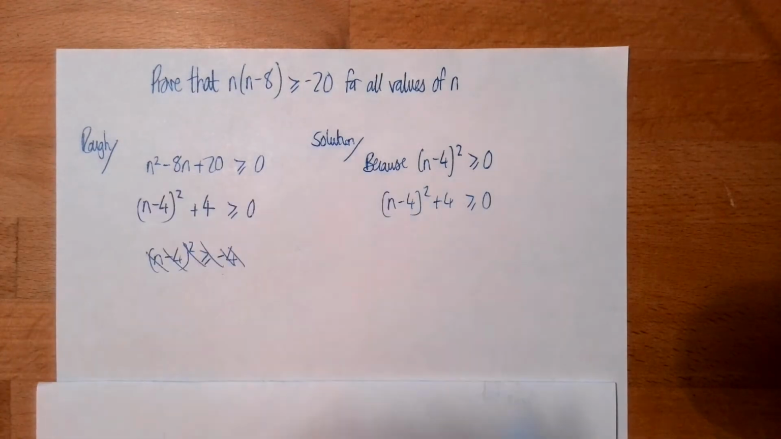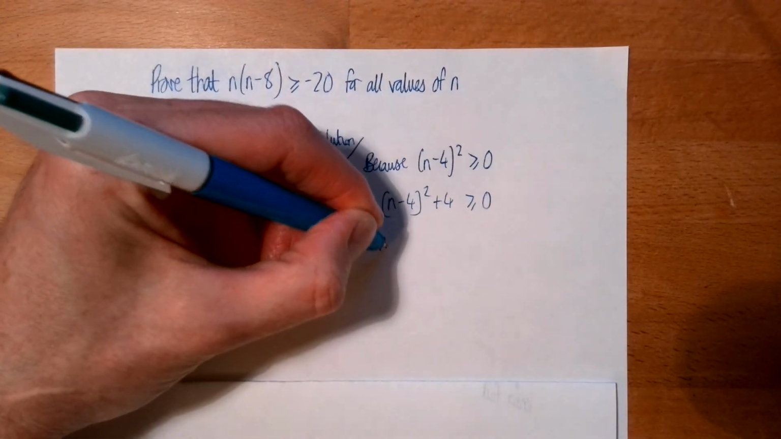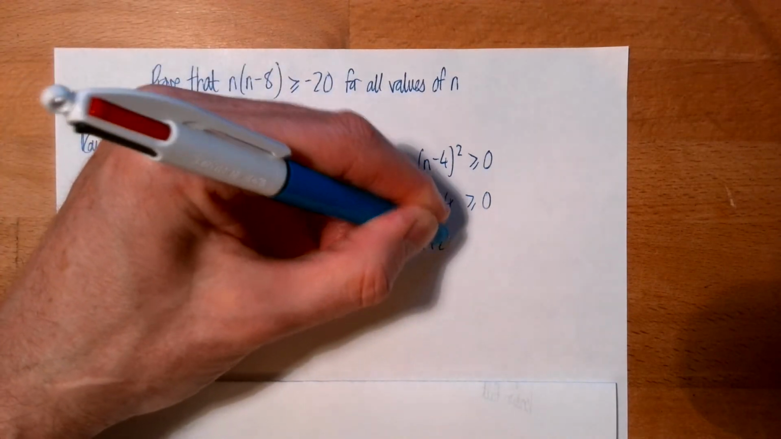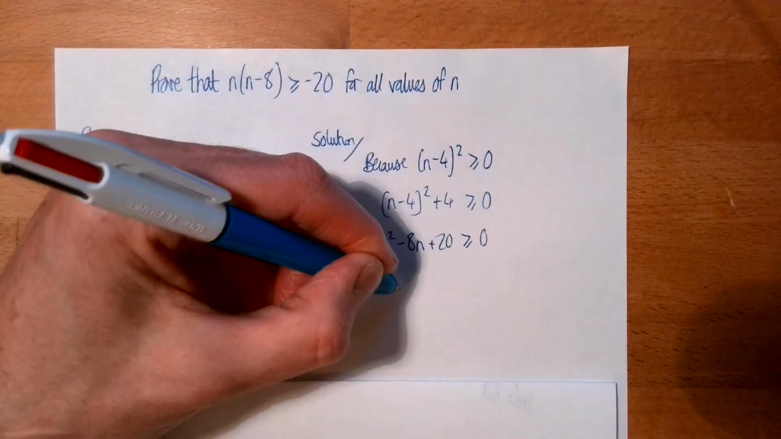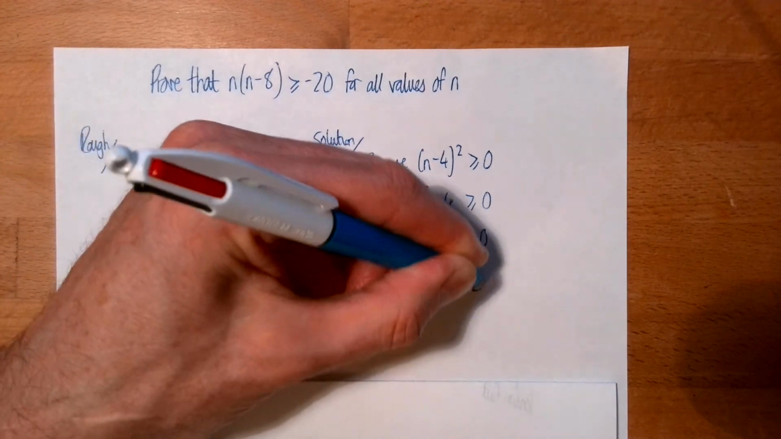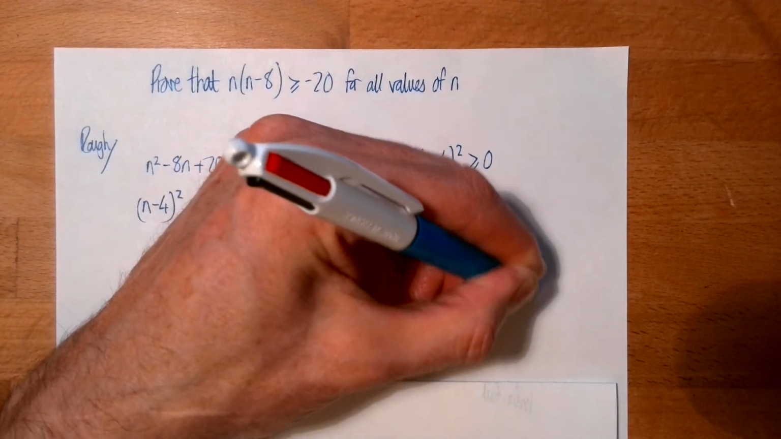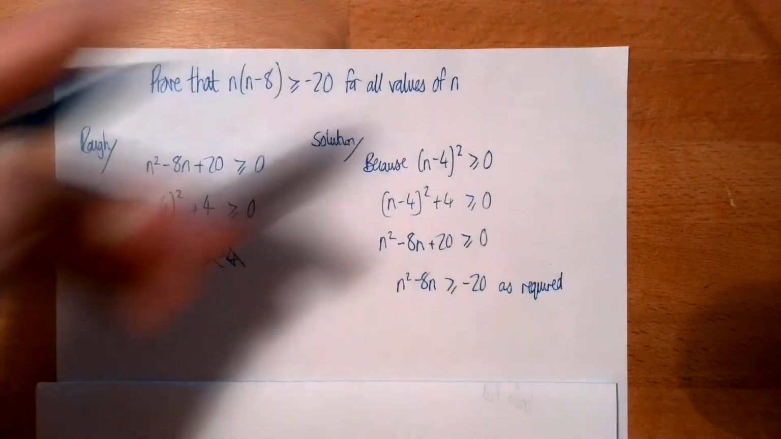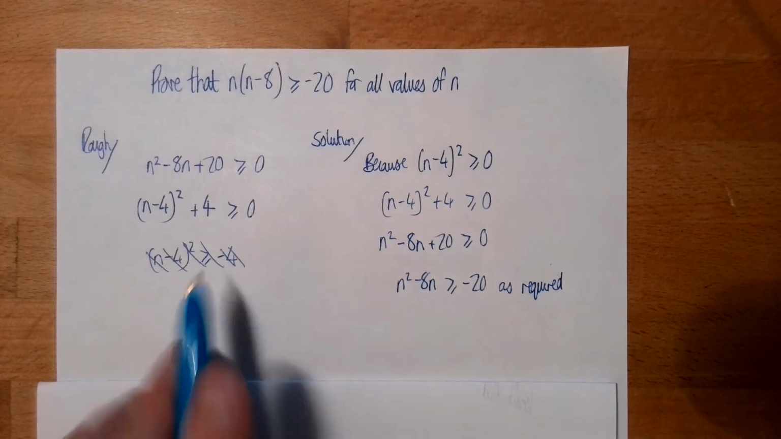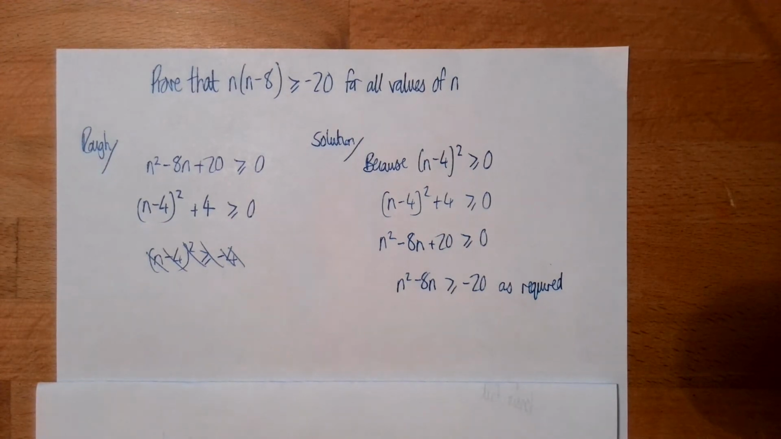Then multiply that out to show that that equals n squared minus 8n plus 20, and then take away 20 as required. So we've done pretty much the same thing. It's just I haven't had that sort of nonsense statement there.